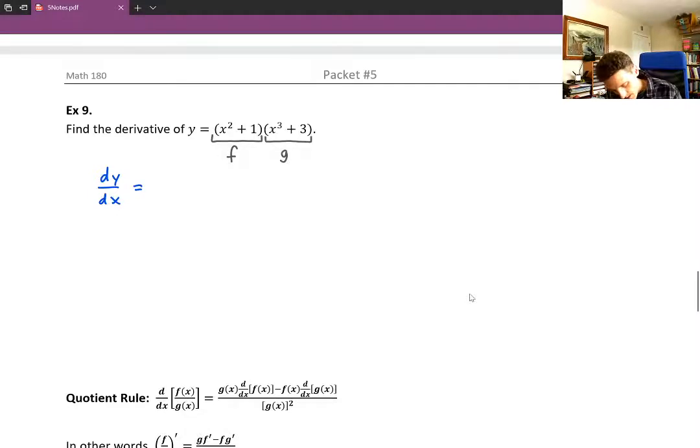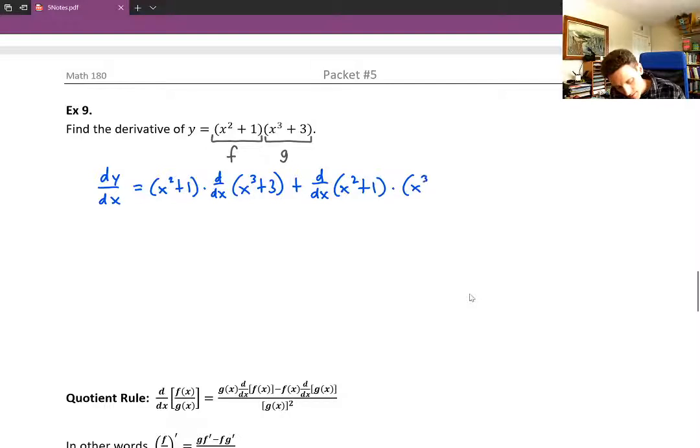equals the first function, f, times the derivative of the second function. So I'll write d dx of x cubed plus 3, plus the derivative of the first function, so d dx of x squared plus 1, times the second, x cubed plus 3.